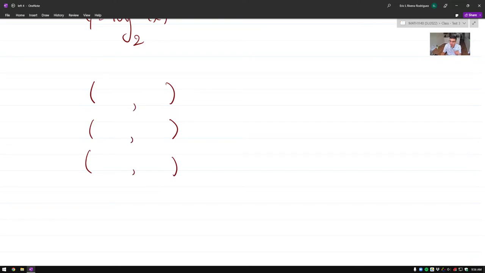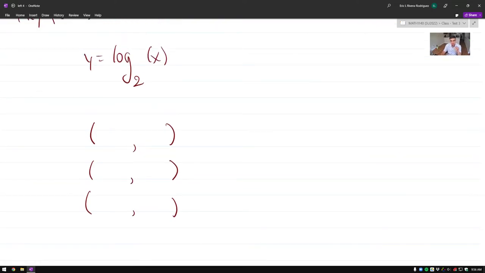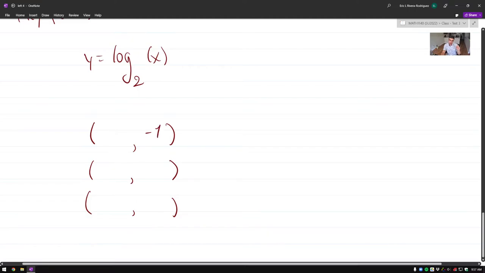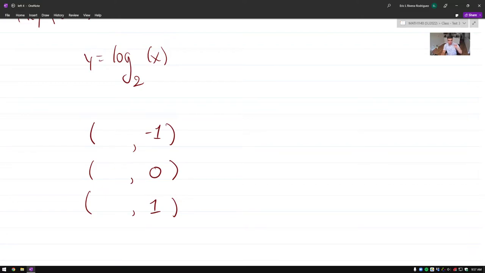And we have 3 key points. Okay? There are many ways to find or to remember the key points. One of those methods is to think in exponential form, but in the inverse way. So we know that we need to have negative 1, 0, and 1. If we are thinking in exponential form, negative 1, 1 over a, 0, 1, and then 1, a.